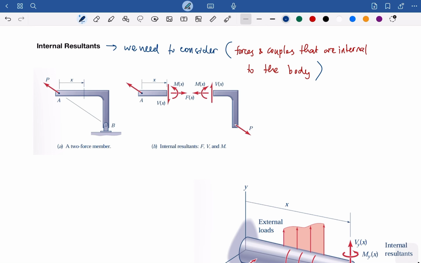So usually how we get the internal resultant is by cutting the member of the bodies. So we can cut in every member. So for example, since we know that this will be x, so maybe at a certain point of x we slice, and then we can imagine some internal forces that are going around. Okay?